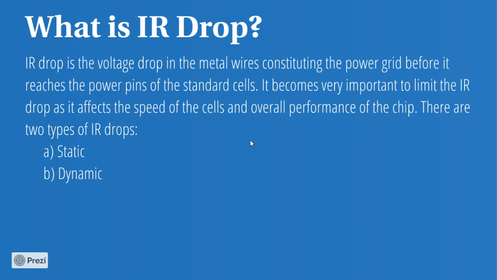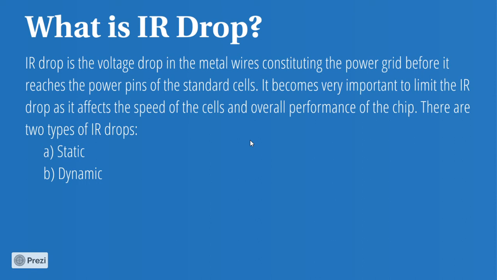What is IR drop? IR drop is a voltage drop in the metal wires connecting the power rail before it reaches the power pins on the standard cells. It becomes very important to limit the IR drop as it affects the speed of the cell and overall performance of the chip.